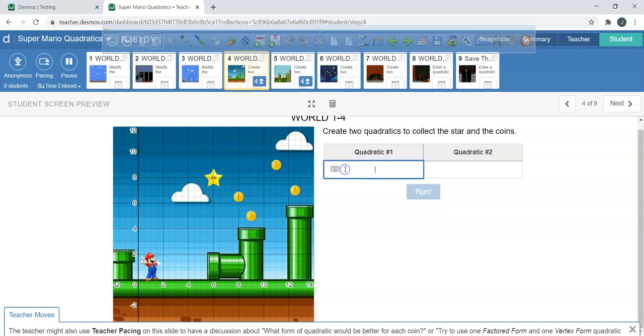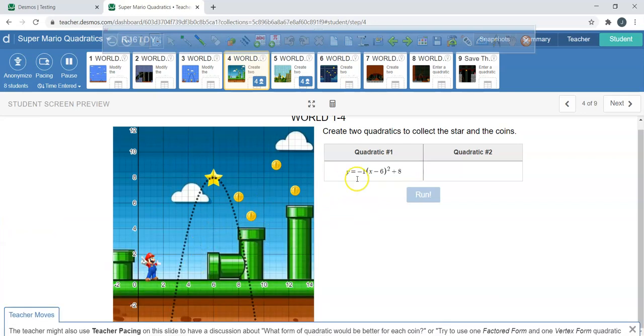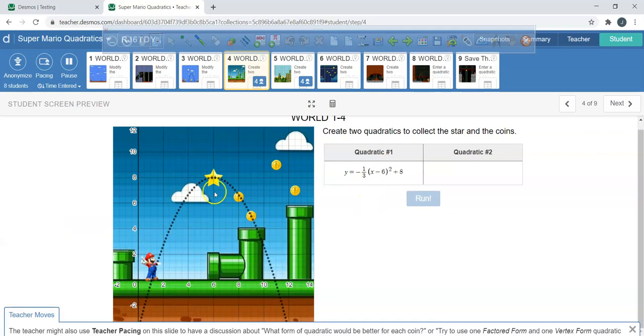So I'm going to start my equation. Ready? Y equals. I'll put negative. Start with a -1, and put 6, and then I have to make it squared. So I have to make that little squared button. Put +8. Okay. So you see how I need to make it a little bit wider. So let's make it a fraction. Let's put a divided by 2. A little bit more. 3. So I'll stop here.